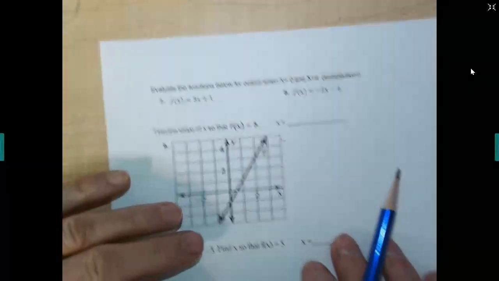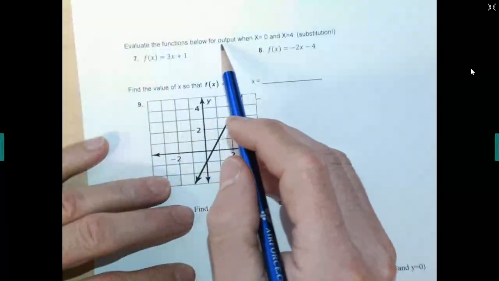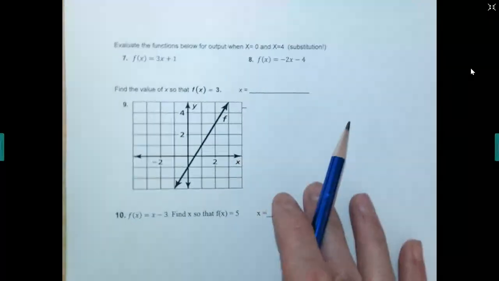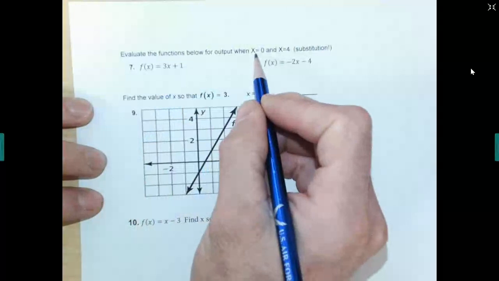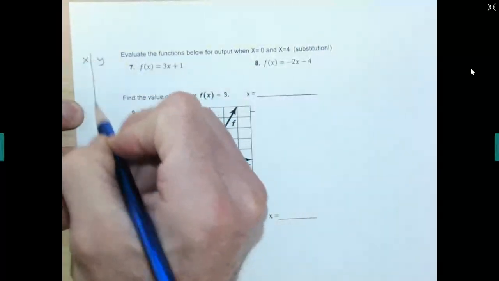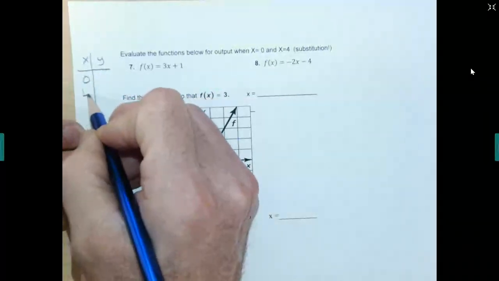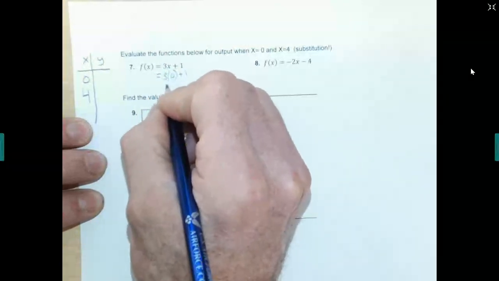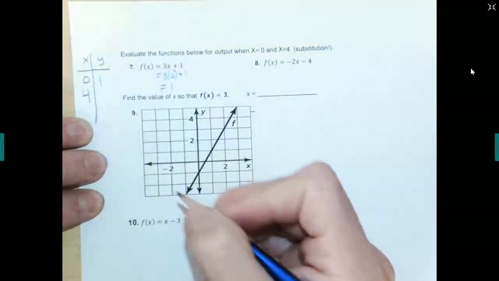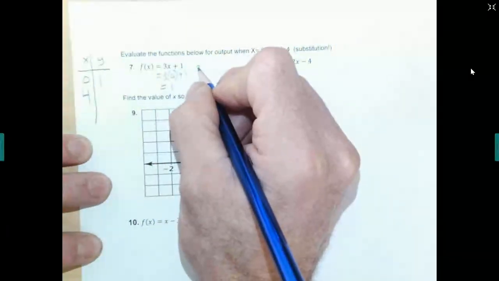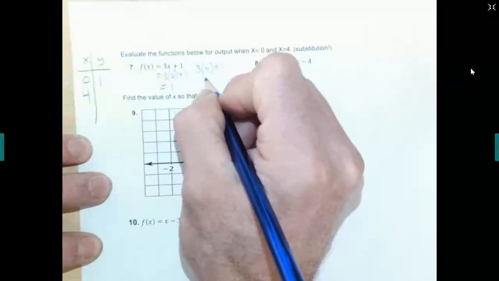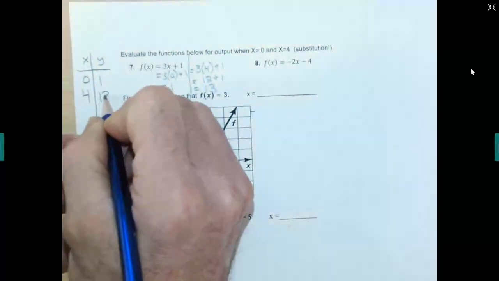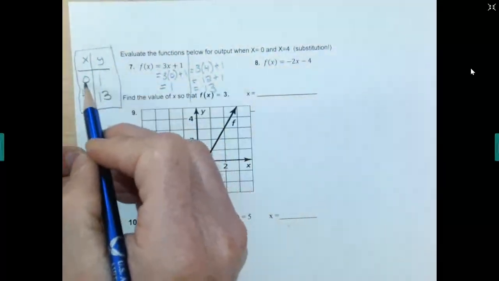Number 7. Evaluate the function below for the output when x equals 0 and x equals 4. Okay, so I'm going to make my little table. If x equals 0 or x equals 4. So when I plug in a 0 here, I get 3 times 0 plus 1. That's 0 plus 1, which is 1. And then if I plug in 4, so I have 3 times 4 plus 1, 12 plus 1, 13. So I have 0, 1, 4, 13.